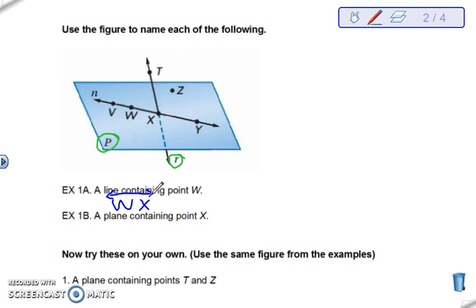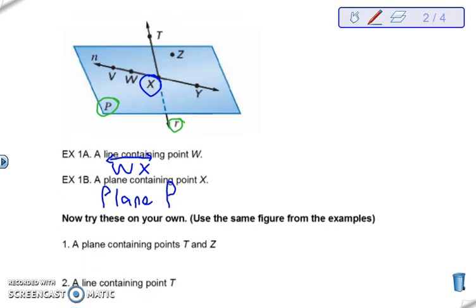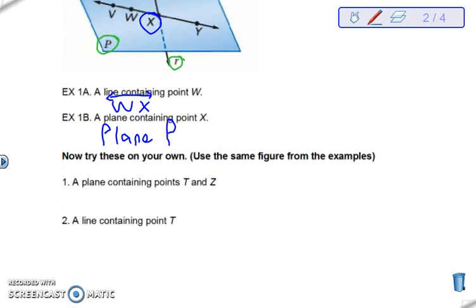Alright, so point X, right? Point X is here. We notice it's in the middle of that big blue plane. Before we said the P in the bottom corner names the plane. So all we got to do is call it plane P. Again, this is all just going to help us practice naming things. It's important to name things because we have to be able to explain clearly what it is we're talking about.